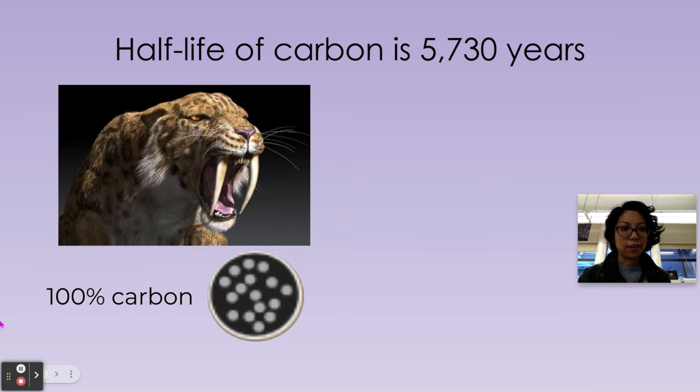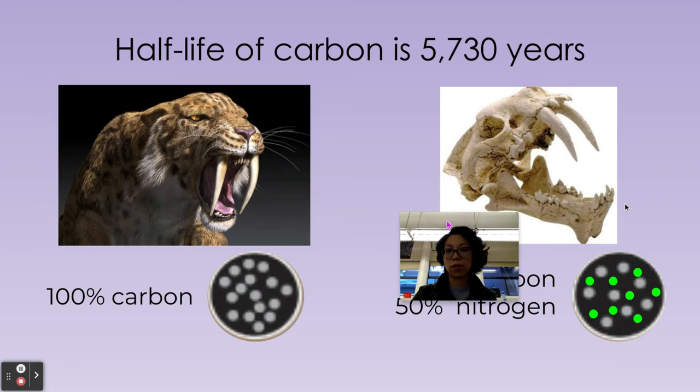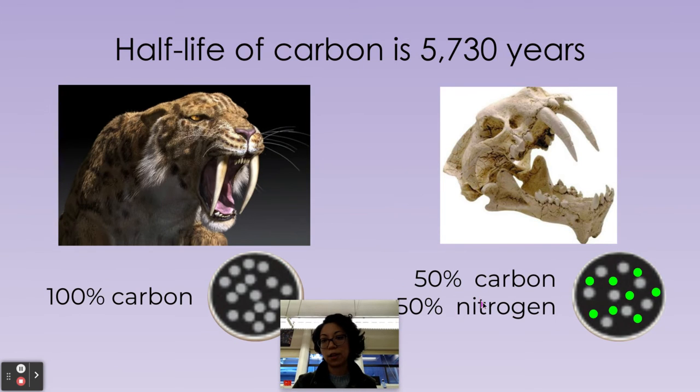We're going to just pretend that this saber-toothed skull was 100% carbon when the animal was alive and right when it died. That's not actually true, but we're just going to pretend that, okay? We know that it takes 5,730 years for half of the carbon atoms in something to change into nitrogen atoms. All right, so if we found the skull and it was 50% nitrogen, like half of the carbon had changed into nitrogen, we would know that the skull is 5,730 years old.